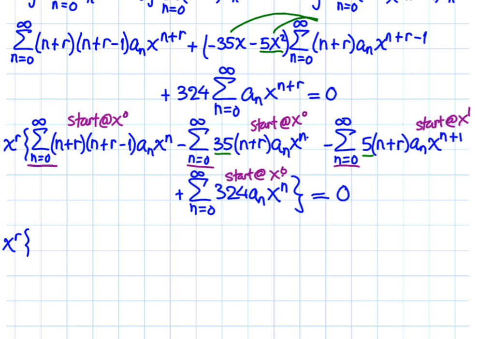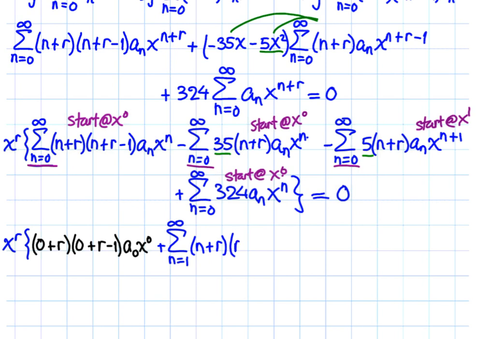For the first series, we have to write out n equal to 0, so we will write 0 plus r, 0 plus r minus 1, a sub 0, x to the 0, which is 1. And then next, the series we start from n equal to 1. Everything else stays the same. n plus r, n plus r minus 1, a sub n, x to the n power.